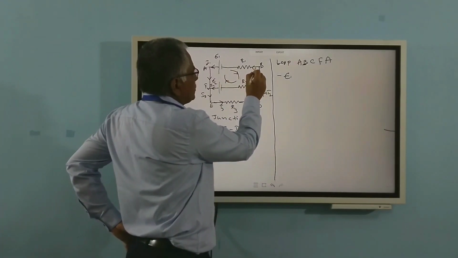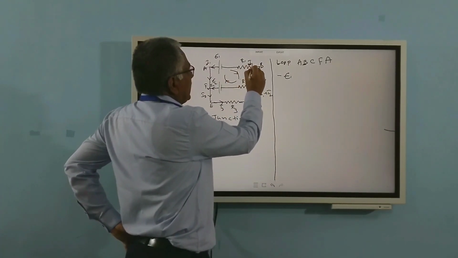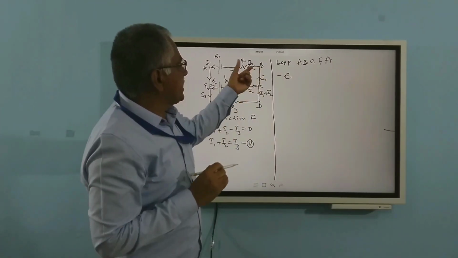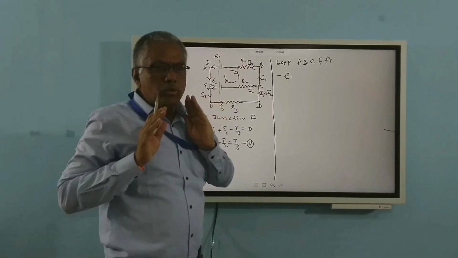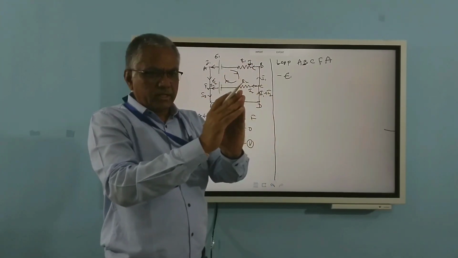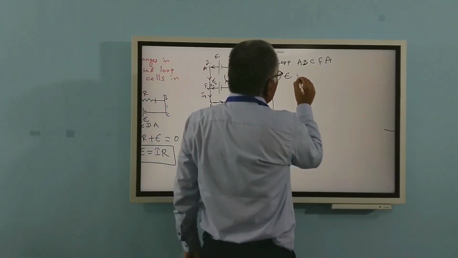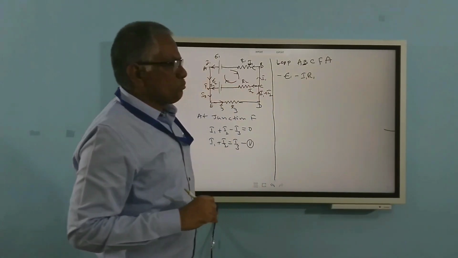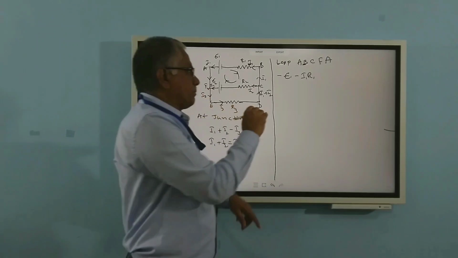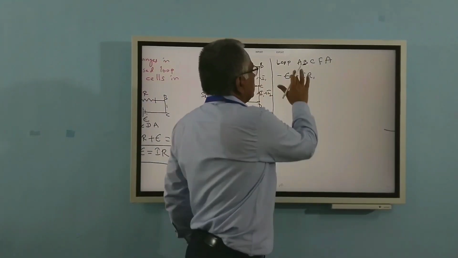area current is passing to this is I1 R1. I1 current is passing. Potential difference across resistance is equal to I1 R1. We are moving opposite to the direction of the current. Therefore, negative we have to take, minus I1 R1. Okay? And plus we have to take.